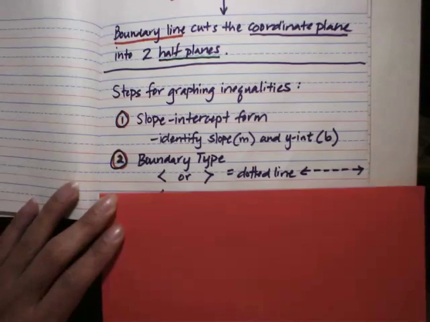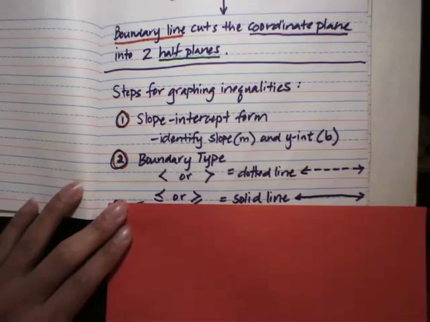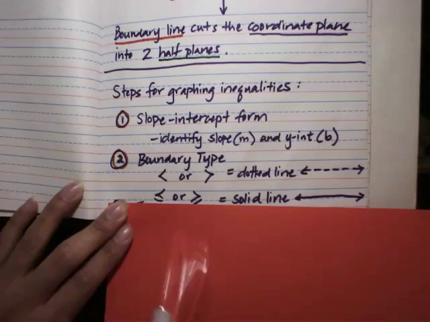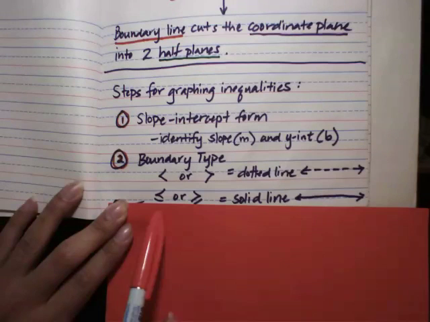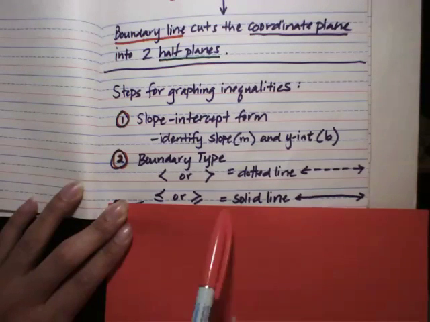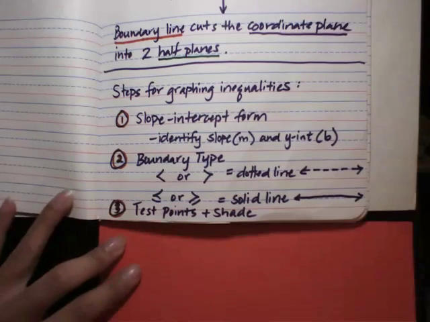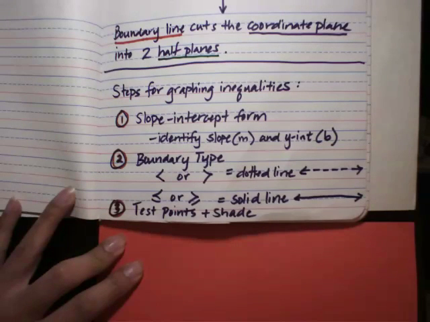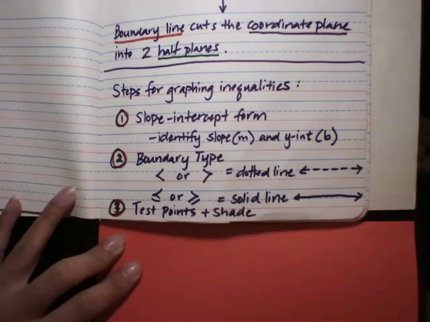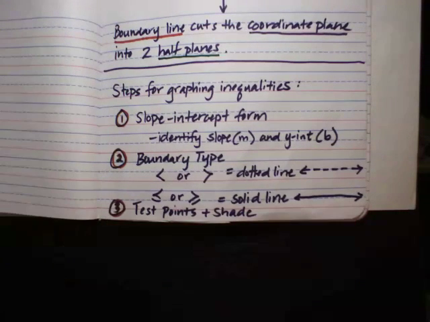This is very similar to the open circle concept when you're graphing on just a number line. The other boundary type is a solid line. This is the case when you have less than or equal to, greater than or equal to, or even equal to. Once you know what type of boundary line you have, you know your slope and your intercept, you can go ahead and graph that. After you graph it, the very last step is to test points and shade. So these are the 3 steps for graphing inequalities.